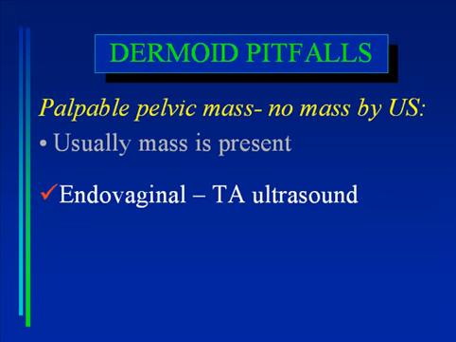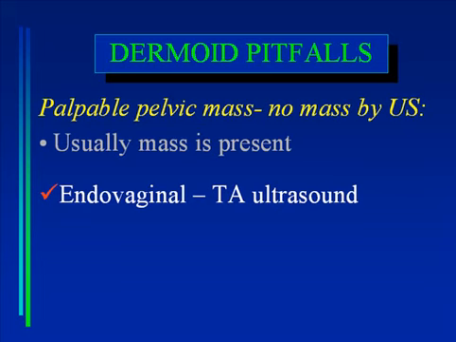So in my experience, if an experienced examiner says there's a palpable pelvic mass and we do not identify the mass at ultrasound, usually the mass is present and we've missed the mass. And so we need to go back and look for the mass. And one of the most common scenarios in which this happens, that there is a mass and we don't see it at ultrasound, is in the presence of a dermoid, with the dermoid having been mistaken for a loop of bowel.